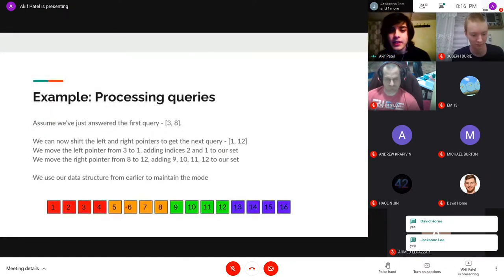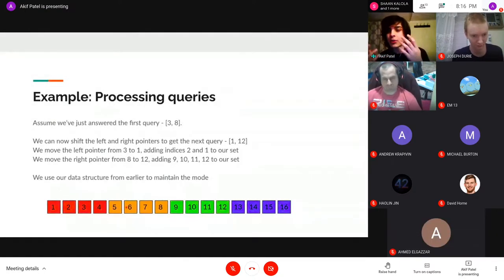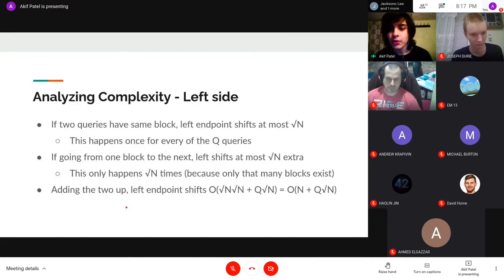Okay, so this seems kind of weird. Why are we doing it? This sorting order seems really weird, and how does this help us? So to show why this helps, we're going to now spend a couple slides fully analyzing the time complexity of this algorithm. When I say this algorithm, I mean the specific algorithm: we sort by this comparator, and then we process all the queries in that order using this shift, expand, contract thing.